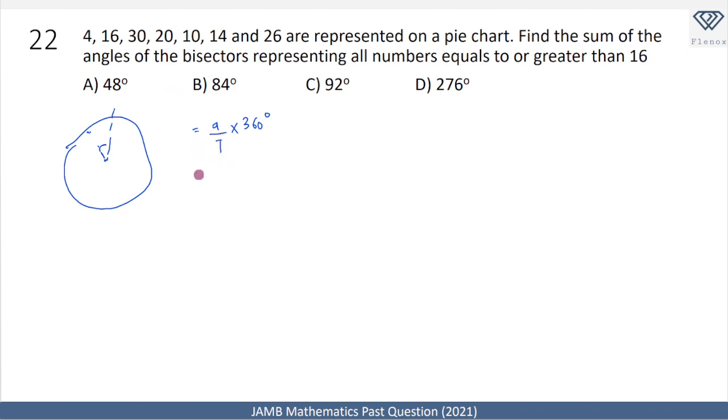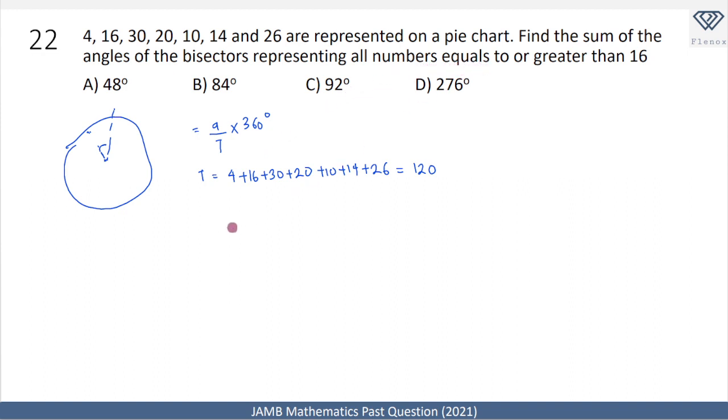So now the total number we have is going to be 4 plus 16 plus 30 plus 20 plus 10 plus 14 and plus 26. And once you sum all of these up, what do you get? You get 120.